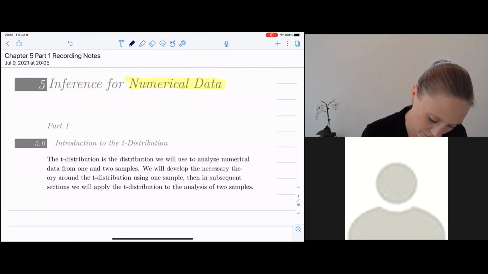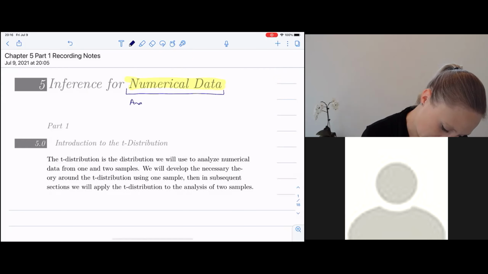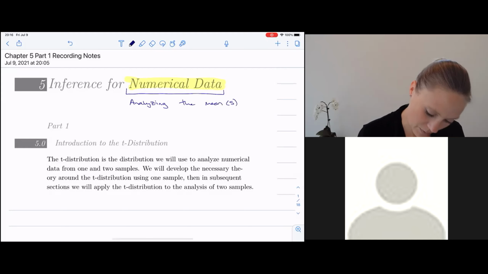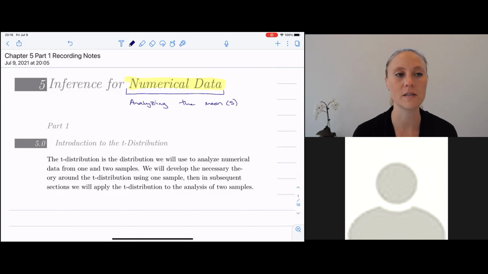And so for most of these, we're analyzing the mean. And I'm going to put means in brackets because we're going to start, of course, with just looking at one sample mean and comparing it to some number, very much like we did in chapter 4, with basically one change, but stay tuned.